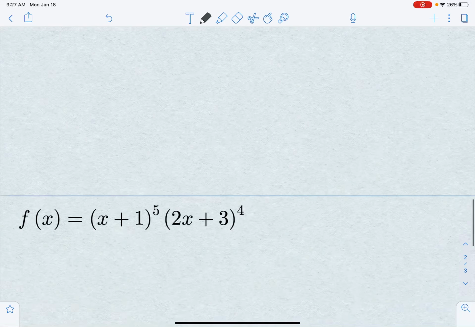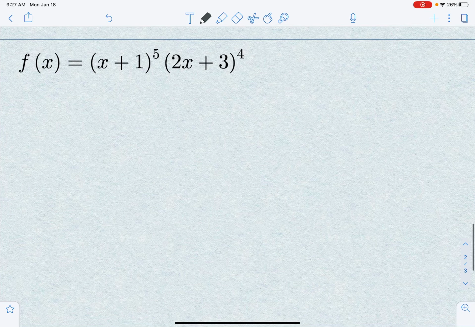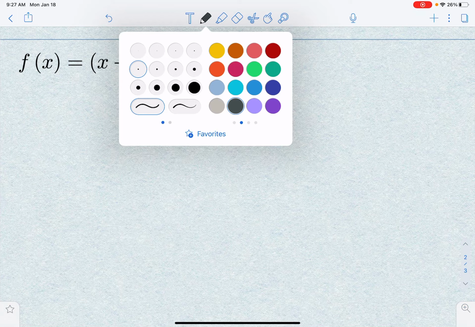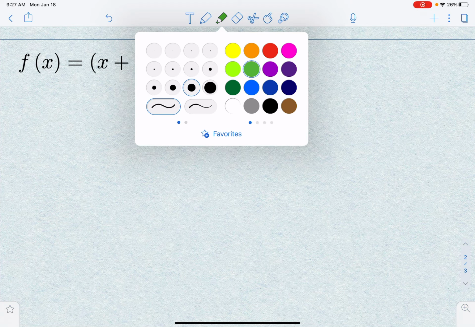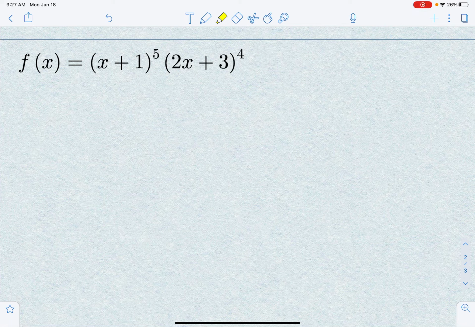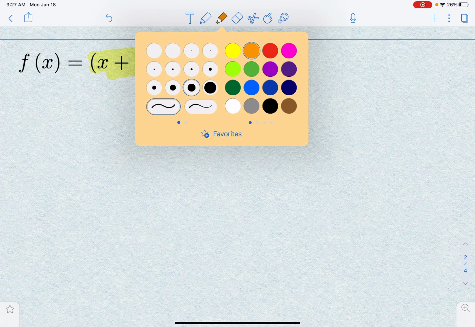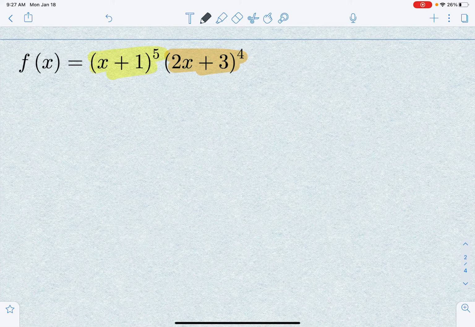And again, I'm going to try not to get more complicated than those. One last one, we have a product of powers, so this one's going to be really interesting. Looking at the surface, we have the derivative of a product. So that means we have this guy times this guy. So the derivative of the first is 5 times x plus 1 to the 4th times the derivative of the inside, which is 1. So that's really just 5 times x plus 1 to the 4th.